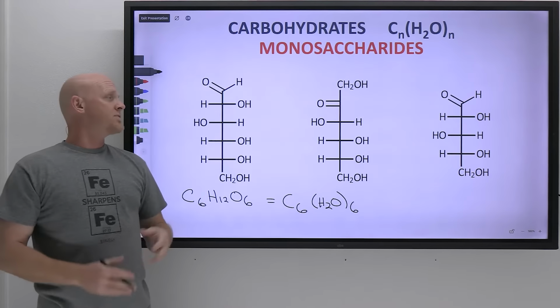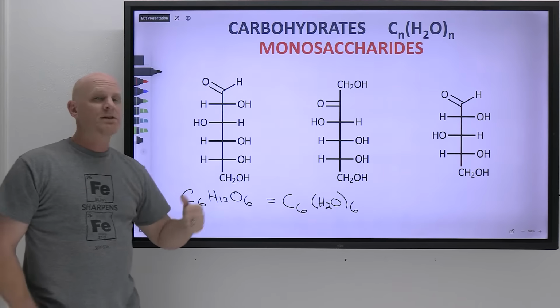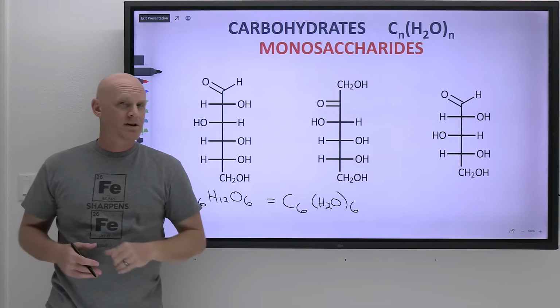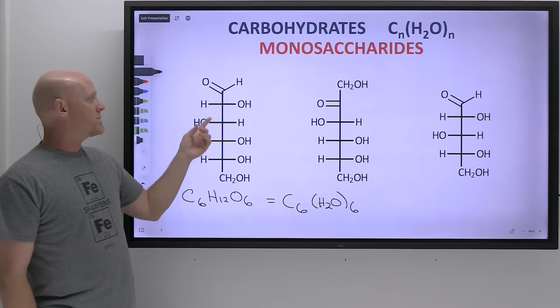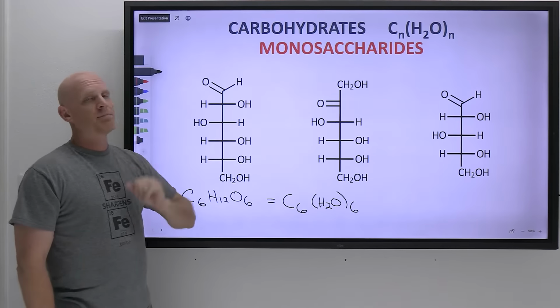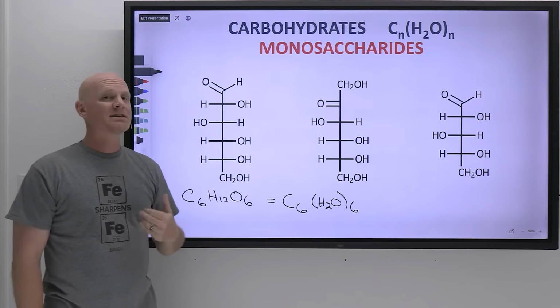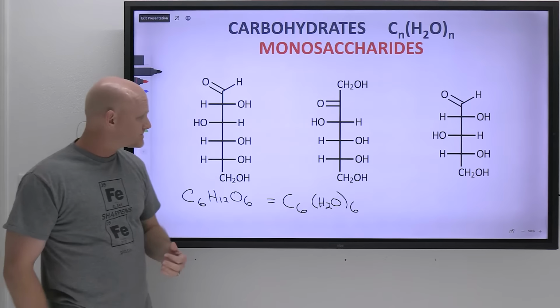One thing you should note is that we're using Fischer projections. They're really common in sugar chemistry. And if you need a reminder, we covered those back in chapter 5, lesson 5.4. But a quick reminder is that the horizontal bonds are wedge bonds, and the vertical ones around any chiral center are going to be dashed bonds on a Fischer projection.